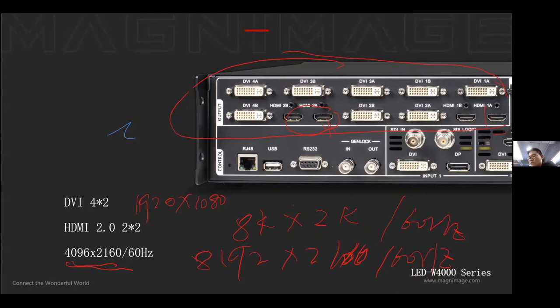And here is the Genlock. This one, we also have a Genlock and the RS232 for port code control, USB for upgrade, and the RJ45. We can connect to our laptop for software control.